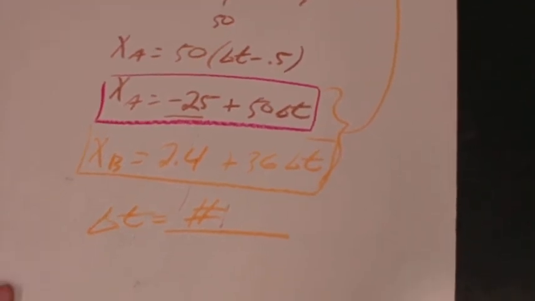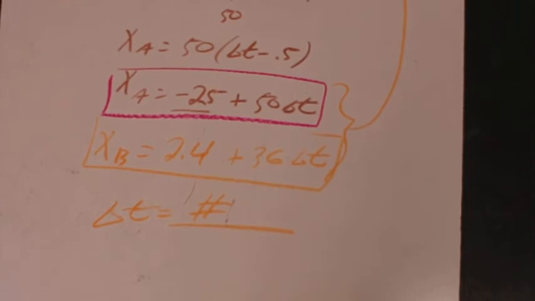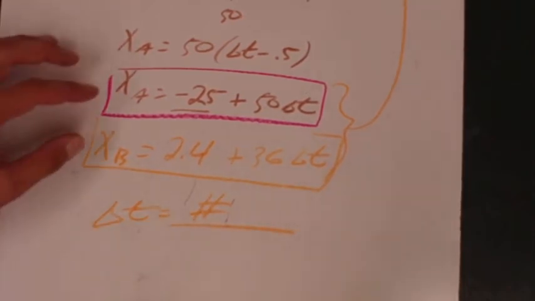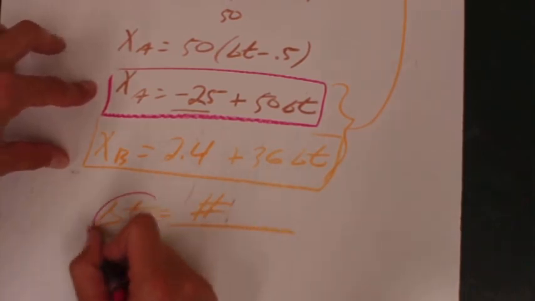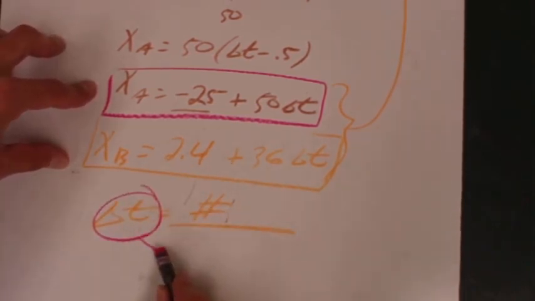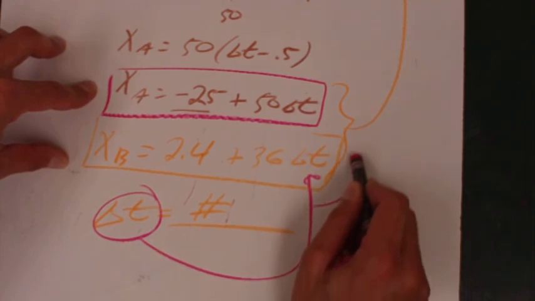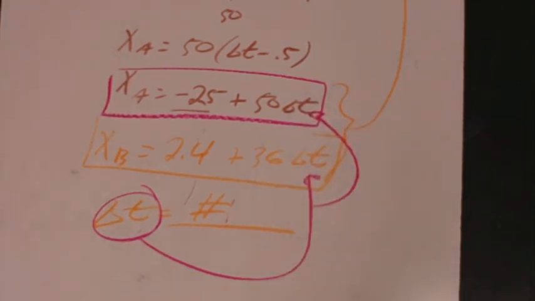If you want to know when they'll meet, that's the time. If you want to know where they'll meet, you can plug the delta t you just solved for into either one of these equations right here. Which one do you choose? They're going to be the same. This is a very special delta t. This is when x of a is equal to x of b. So you can plug into either one of these to figure out exactly what that meeting position would be.